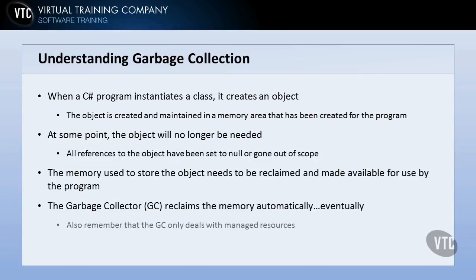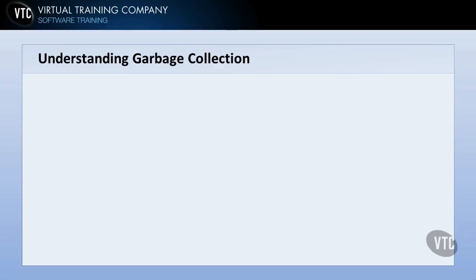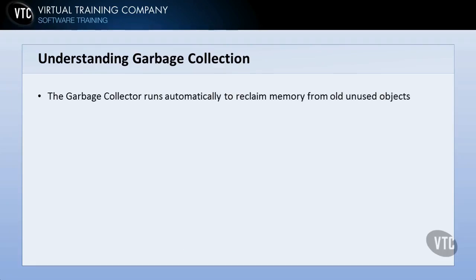Okay? Now also remember that the garbage collector only deals with managed resources. Now, what's a managed resource? A managed resource is a .NET based object. In other words, it's some functionality that's part of the .NET framework. Now, what would be an unmanaged resource? Something from the old COM world would be an unmanaged resource. Now, keep in mind, some things that would be unmanaged resources could be things like certain files that are open, database connections, and so forth, that the garbage collector is not going to manage.